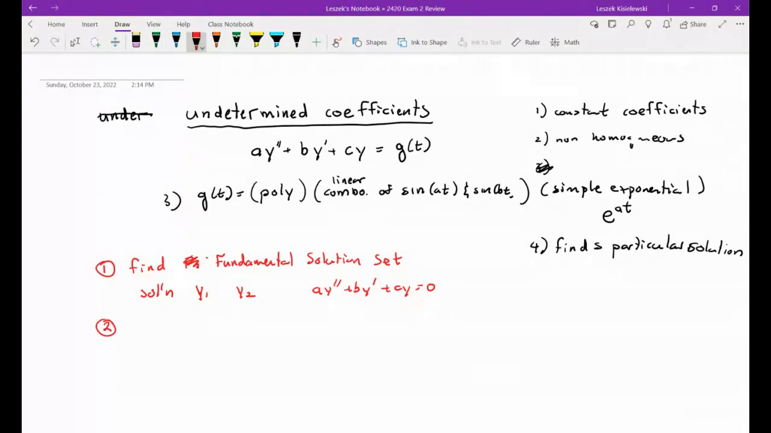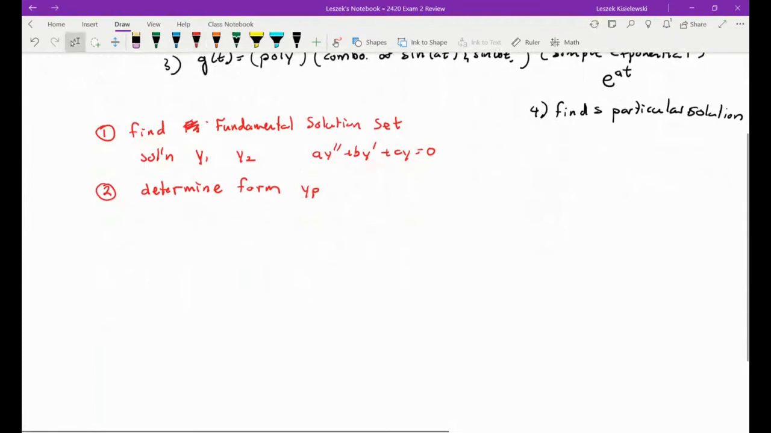Number two, we're going to determine the form that our particular solution takes. So determine the form of the particular solution. Okay. Does anybody want to remind us, or if you want in chat, you can say, what two considerations do we use to base the form of our particular solution on?